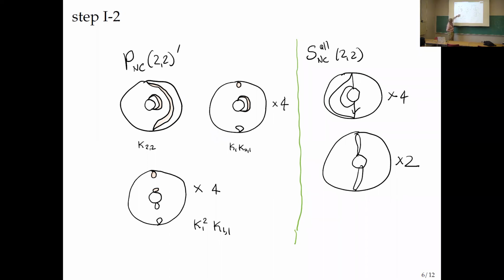And then finally, you have all singletons, right? So look, you have the marked blocks, each have 1 element, so you get a kappa 1,1. Then there's a singleton here and a singleton here, so each give you a kappa 1. And then again, there's 4 ways of doing that.